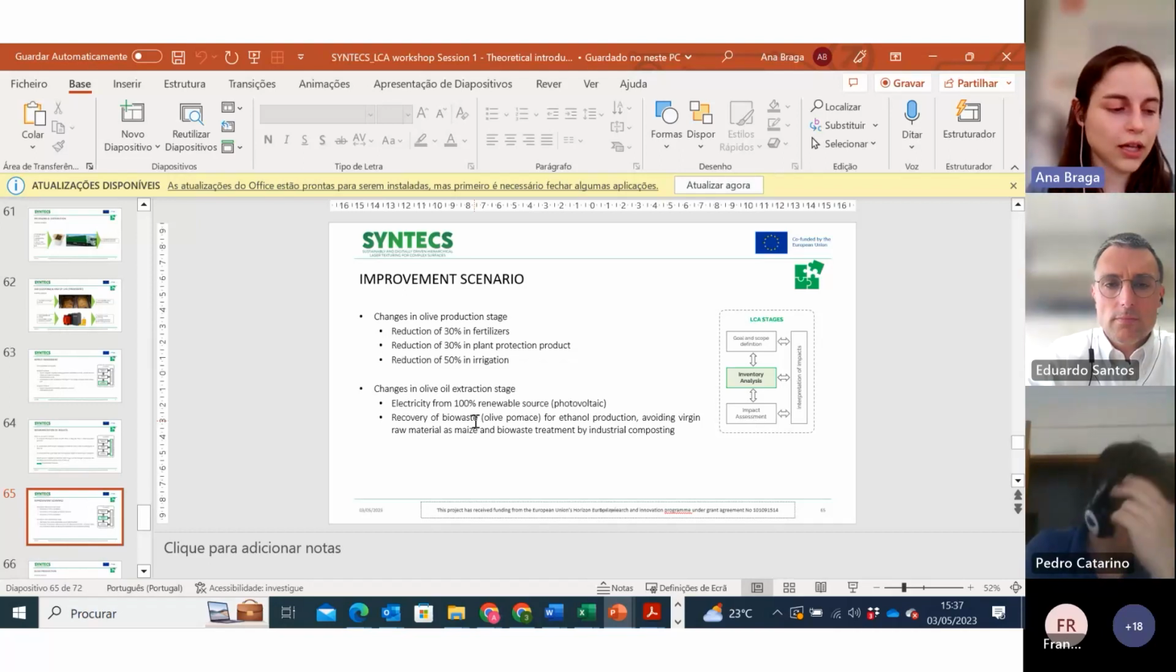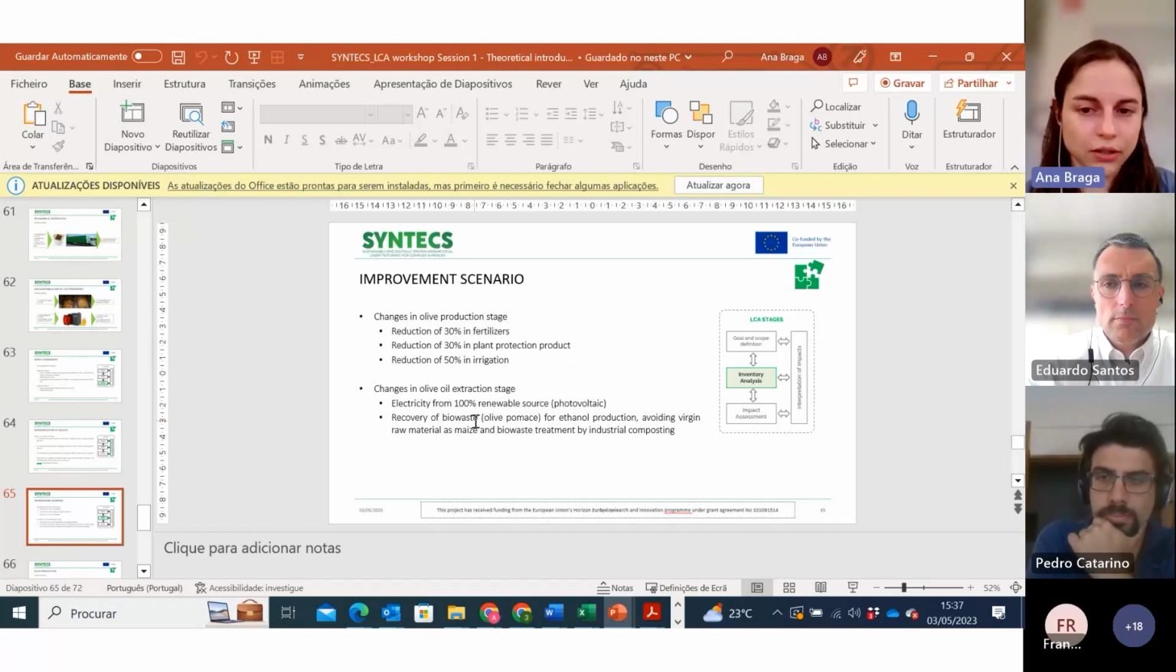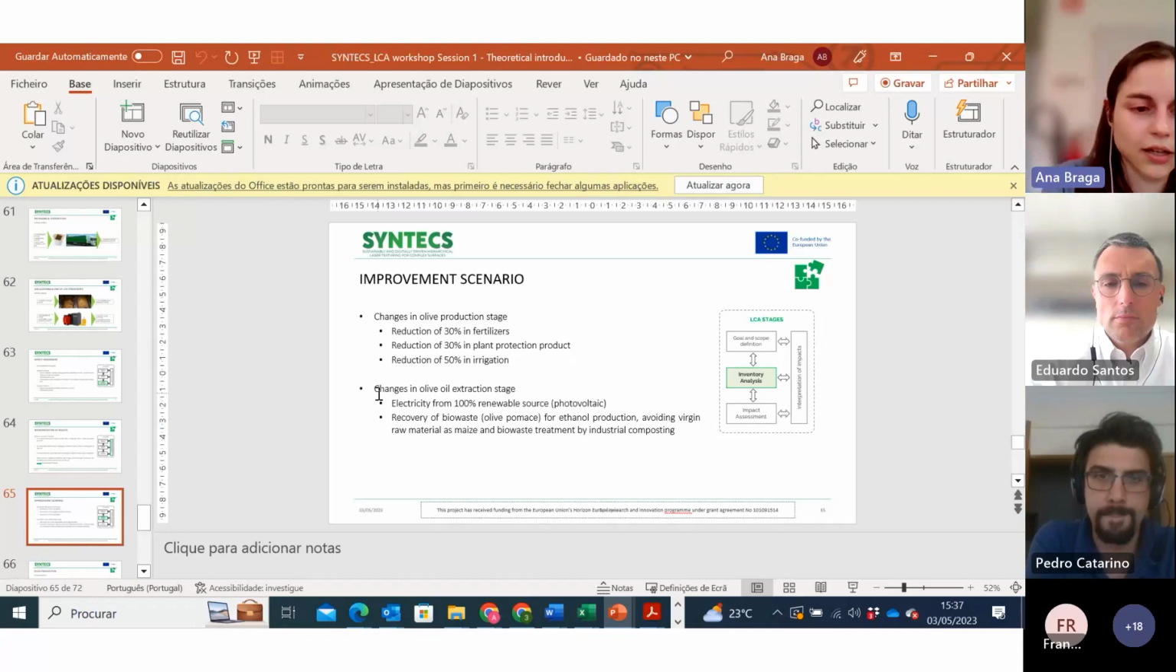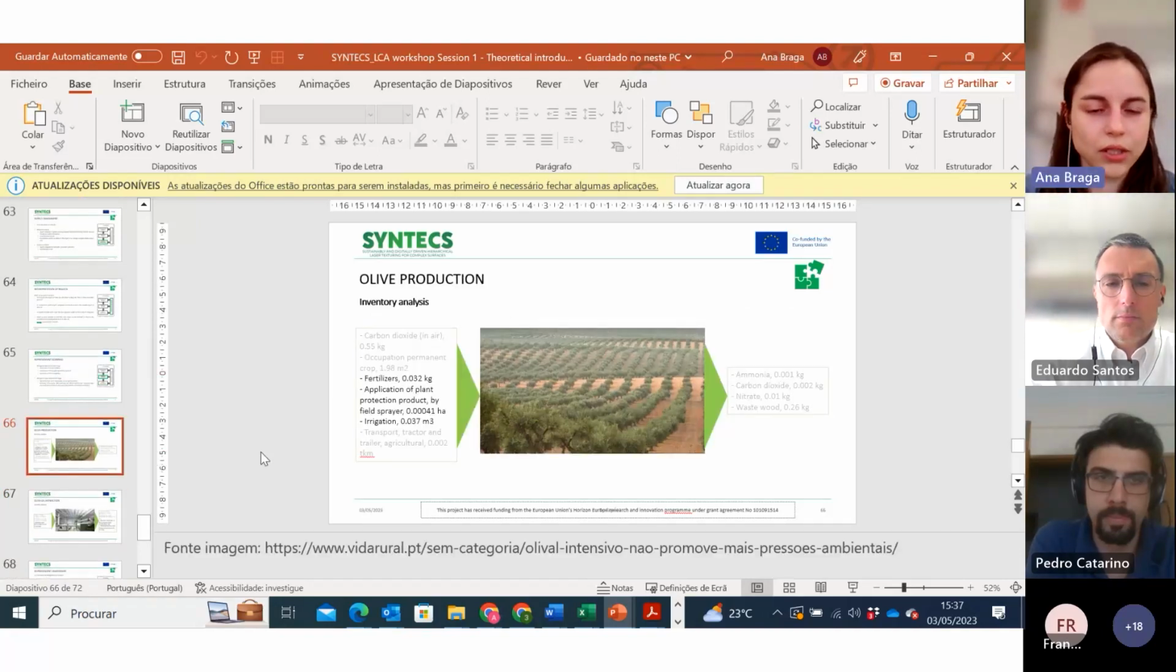We are avoiding raw material or a virgin material for ethanol production, because our bio-wastes can be used in that process instead of maize for virgin production. So yes, and this is another thing that can be modeled in LCA, the avoided products because of circular economy. Okay. So yes, we change. So it changes for these values.